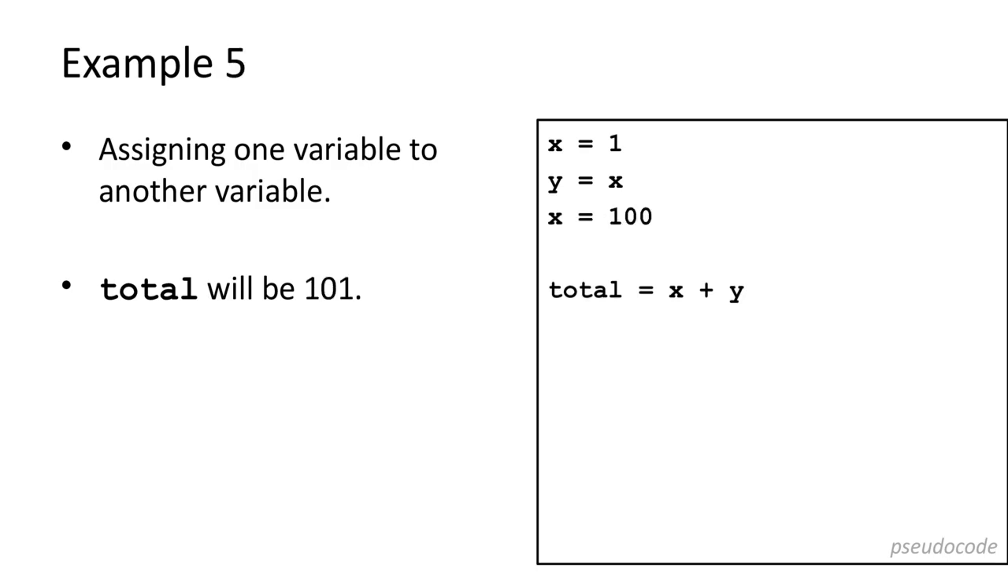In this final example, in line 1, we first assign a value of 1 to the variable x. In line 2, we assign the value of x to the variable y. So x and y now both have a value of 1. In line 3, we assign a new value to x. But this has no impact on y. So after executing line 3, x will have a value of 100 and y will have a value of 1. So the total will be 101.